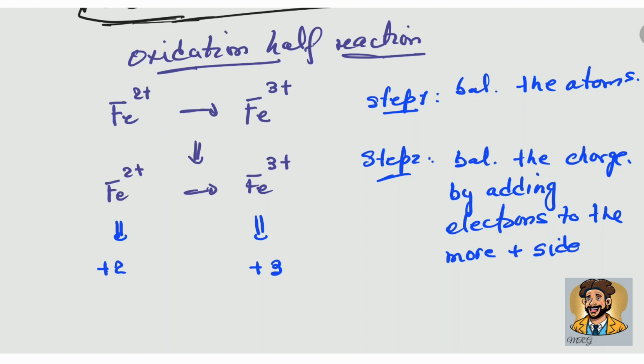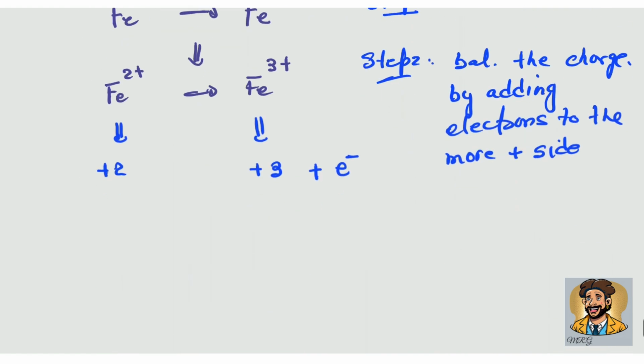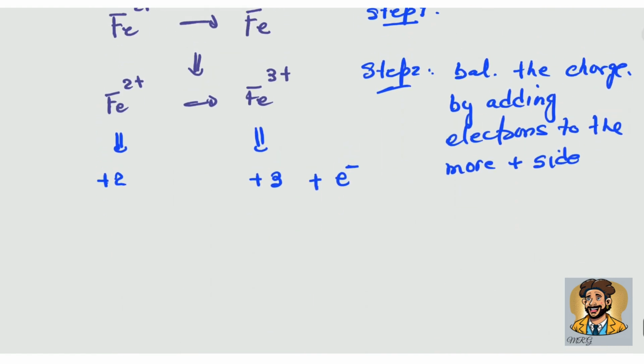We're going to add electrons to the more positive side, which is the right hand side. How many electrons can I add so both of them will have the same charge? Well, only 1. If I add 1 electron here, that +3 minus 1, because an electron is -1, will give me +2. So that is what we have now with the electrons balanced.